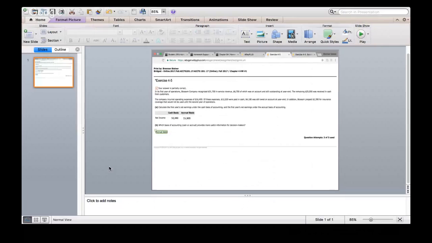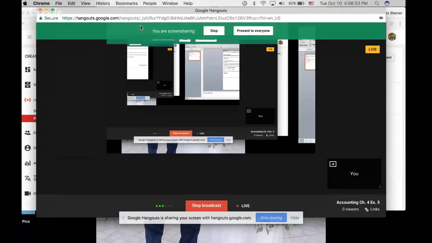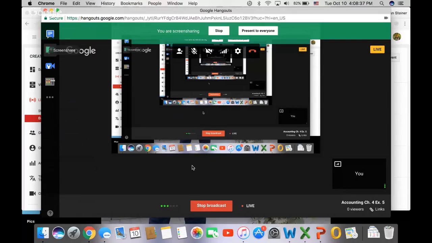So when you go to Wiley and you plug it in, the correct answer will be, for cash basis, $10,390, and the accrual basis will be $15,300. Now, like we said at the very start, the best way to look at the company is the accrual basis, because as you can see right here, the accrual basis is worth more than the cash basis, just due to the fact that there are extra funds in the accrual basis that are just waiting to be received by the company. So that's the tutorial for the Chapter 4 Exercise 5.